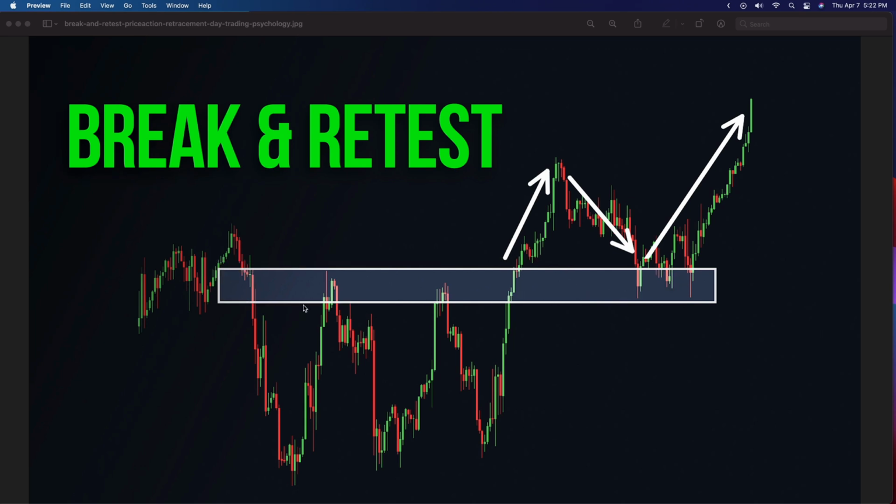Here is a zone. It's worked a couple times here, a couple times here, and then it actually ends up breaking, and then when it comes back to the zone, this is the retest right here. I like to take the retest because it's a clear defined risk. I know exactly where to place my stop loss if we get back below the zone, because it means there's not enough people stopping out, there's not enough buyers here, or there's not enough demand.